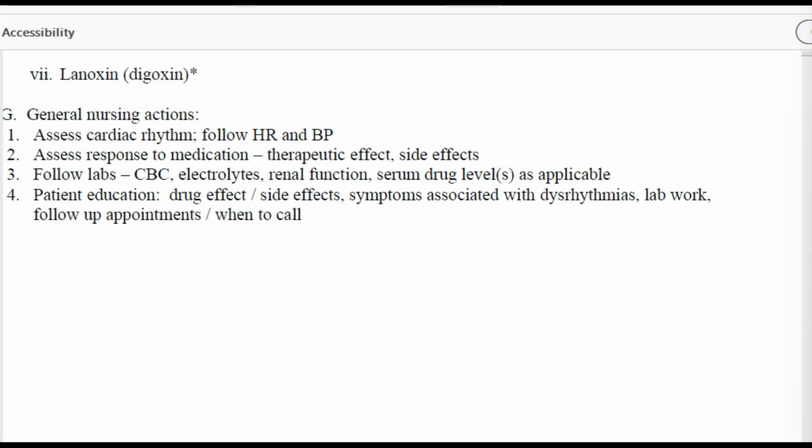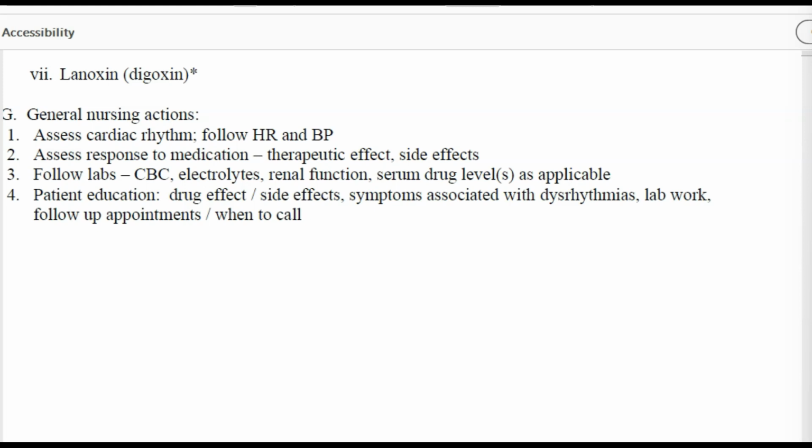So general nursing actions or interventions when it comes to administration or patients on antidysrhythmic agents. One, of course, if we're treating the dysrhythmia, we want to make sure we're assessing cardiac rhythm, especially before and after administering a medication. We also want to monitor and assess heart rate and blood pressure because the medications have an influence on that. We also want to assess the response to the medication. Are we achieving our therapeutic effect? Is the patient experiencing any side effects?